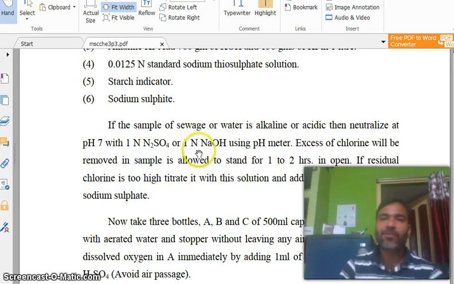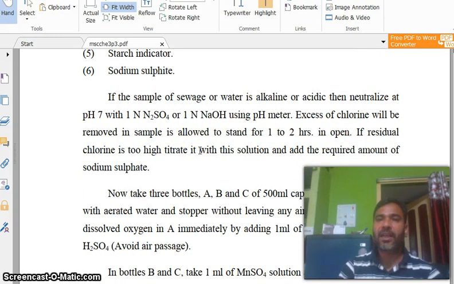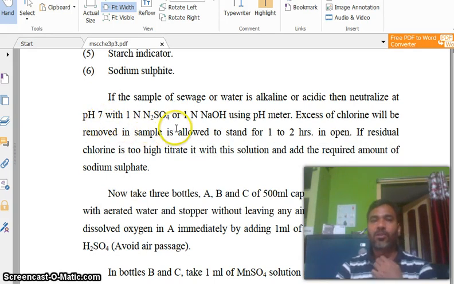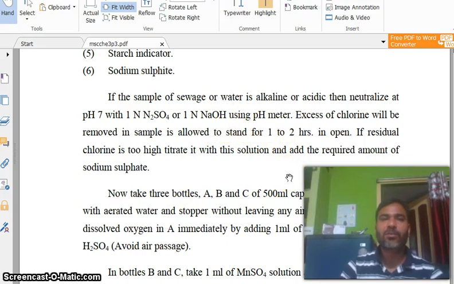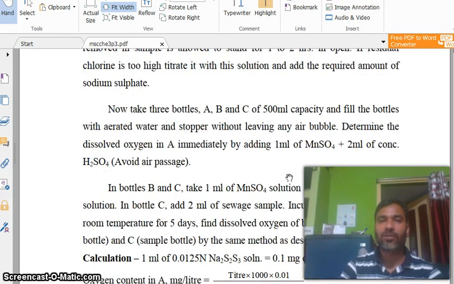If the sample of sewage or water is alkaline or acidic, then neutralize at pH 7 with 1 N H2SO4 or 1 N sodium hydroxide using a pH meter. Excess of chlorine will be removed if the sample is allowed to stand for 1 to 2 hours in open. If residual chlorine is too high, titrate it with these solutions and add the required amount of sodium sulfite.